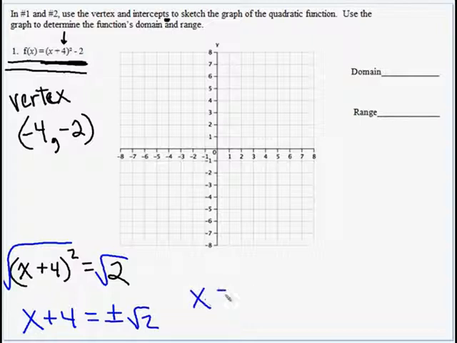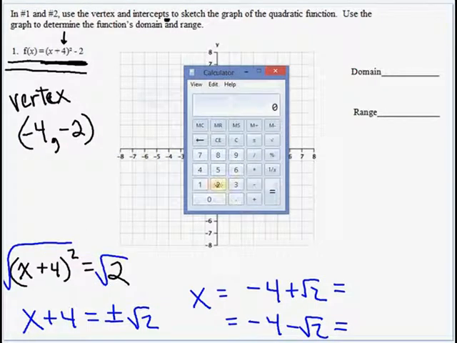So one of our answers is going to be, and I'm going to move the 4 over to the other side, subtract it from each side. So I'm going to have -4 plus radical 2, and I'm also going to have -4 minus radical 2 for our two x-intercepts. Decimals will be good enough here. -4 plus the square root of 2 equals, one decimal will be fine, -2.6.